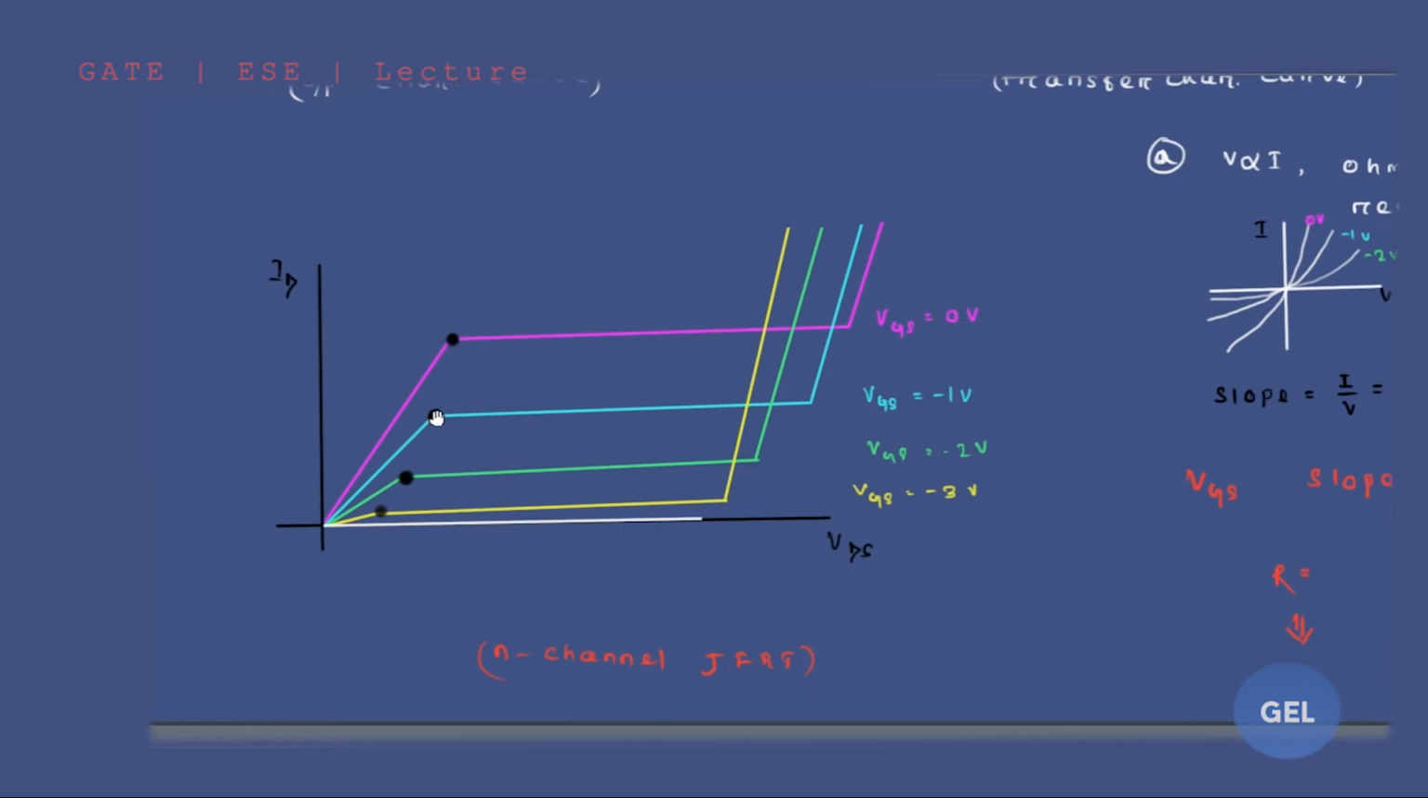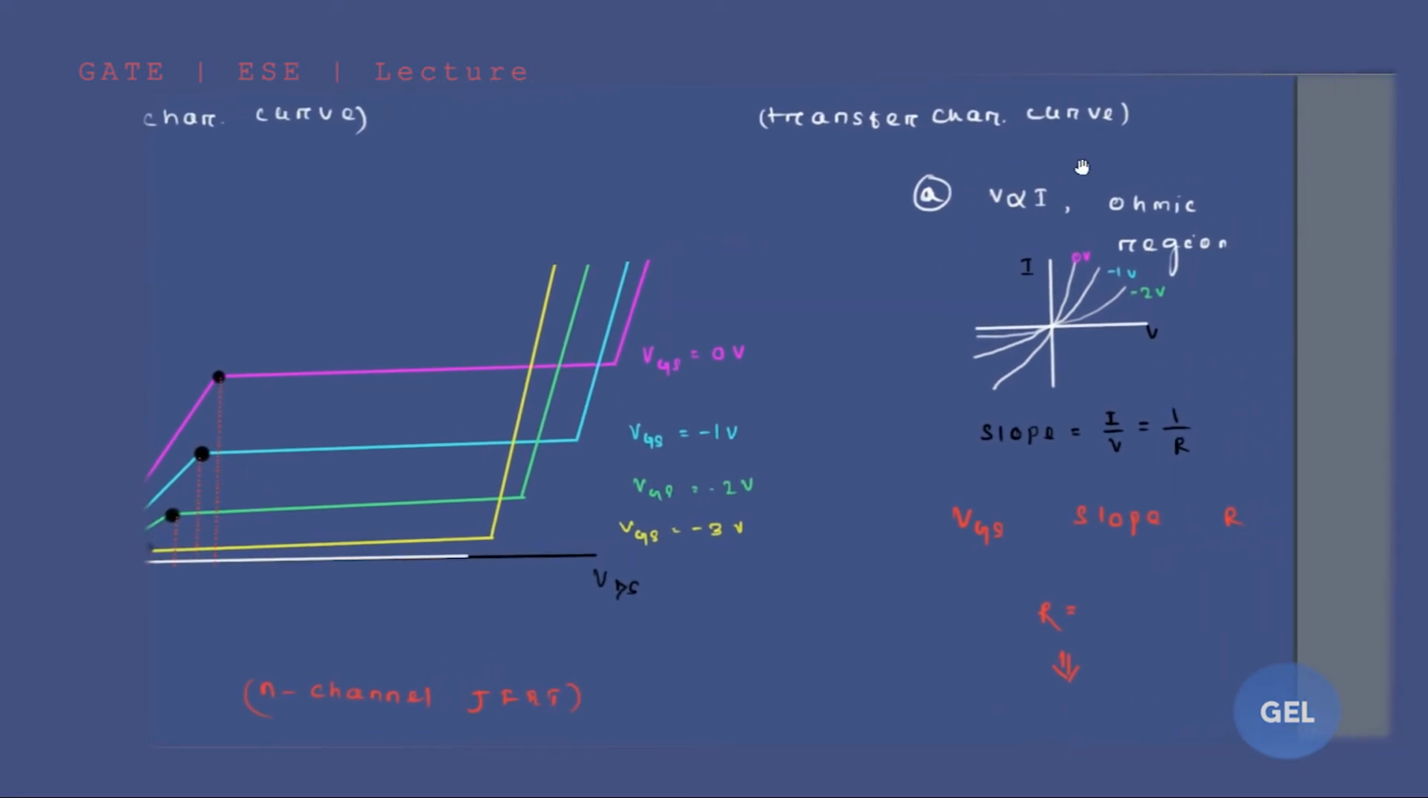Now all these points, the voltage value at which your current became constant, that point will be regarded as the pinch off voltage. Absolutely correct. There will be another pinch off voltage here, another here, and another here. So there will be lots of pinch off voltages like VP1, VP2, and so on. Now if you combine all these points, the locus will form a characteristic where the slope is V proportional to I. That is your ohmic behavior here.